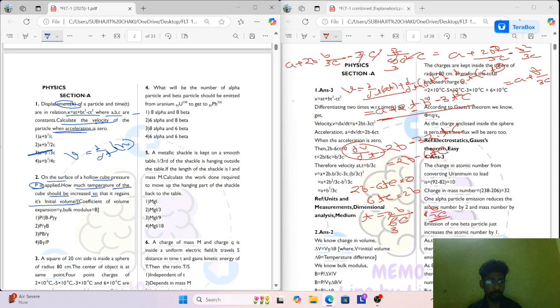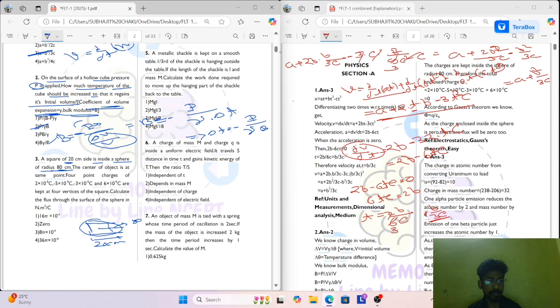Two equations you have to remember: the bulk modulus equation and the coefficient of volume expansion equation. Right? The third question: a square of 20 centimeter side is inside a sphere of radius 80 centimeter. This is 80. This is 20. Right? The center of the object is at the same point.